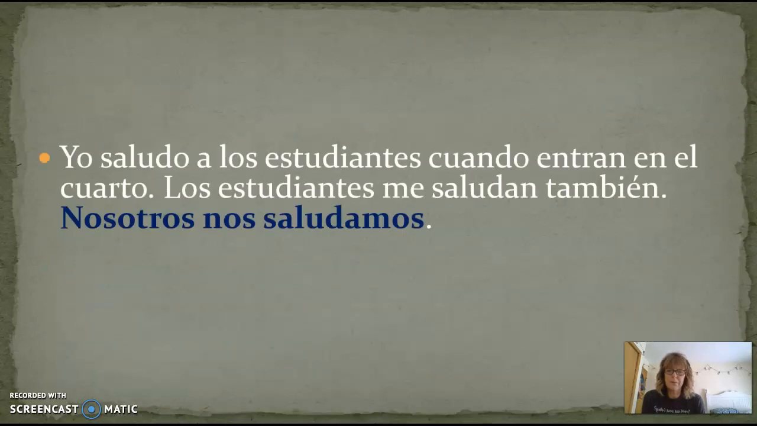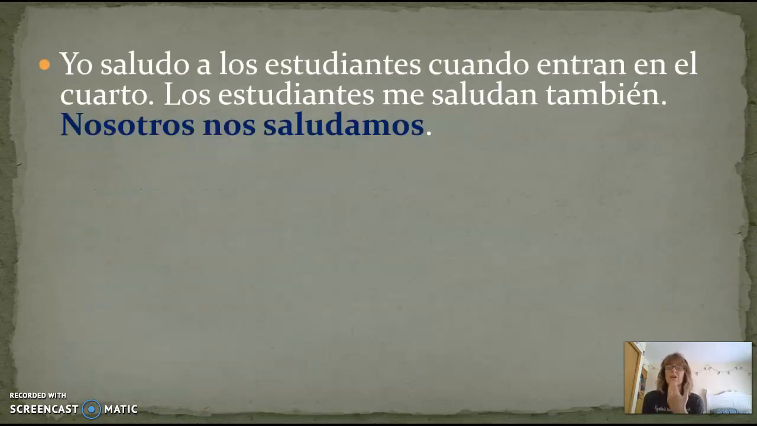I have a few more examples coming up here. Yo saludo, kind of looks like the word salute, right? I greet. Saludar, to greet one another. Yo saludo a los estudiantes cuando entran en el cuarto. Hola, buenos días, buenas tardes. Los estudiantes me saludan también. Notice what happens here. They greet me. The result is nos saludamos.